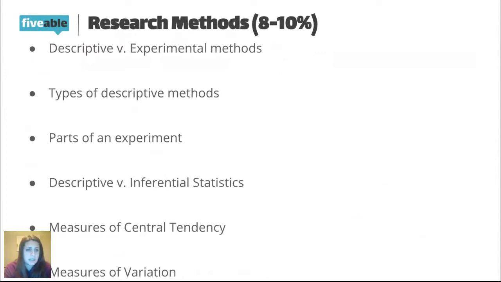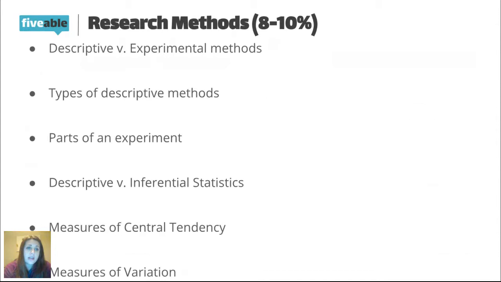So I just made a list again of the things I think you should cover. This is like broad topics. Obviously, within these topics, there's more things to think about. So descriptive versus experimental methods. So understanding the difference between a descriptive study and an experiment. The various types of descriptive methods, which we'll talk a little bit more about. Being able to identify parts of an experiment, so knowing what an independent variable is, knowing what operational definitions are, those sorts of things are going to be important.